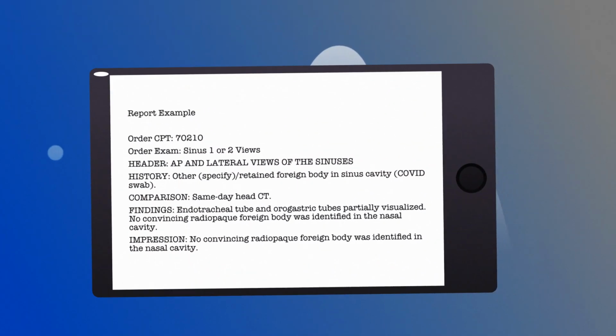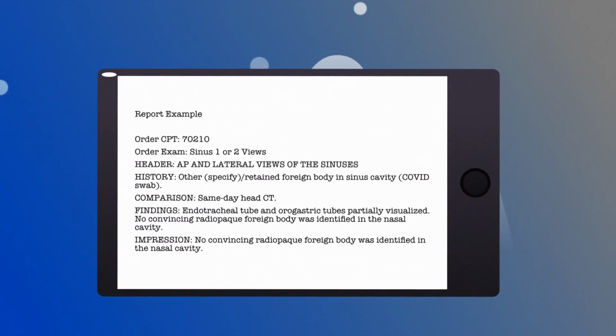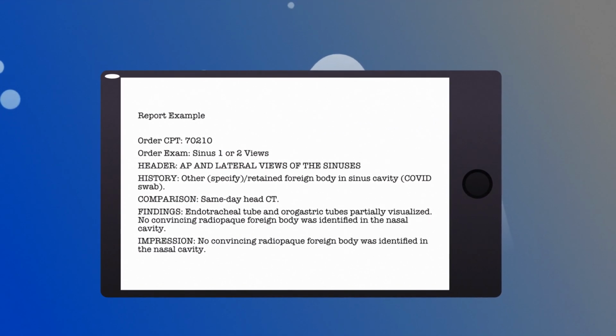Let's look at a sample report to see how the documentation supports CPT selection. Header: AP and lateral views of the sinuses. History: retained foreign body in sinus cavity following a COVID swab. Findings: no radiopaque foreign body identified in the nasal cavity. Impression: negative for foreign body. This supports code 70210 as only 2 views are documented.